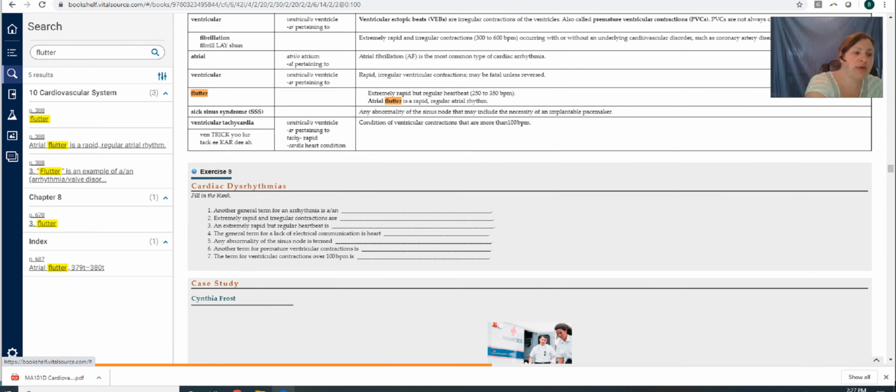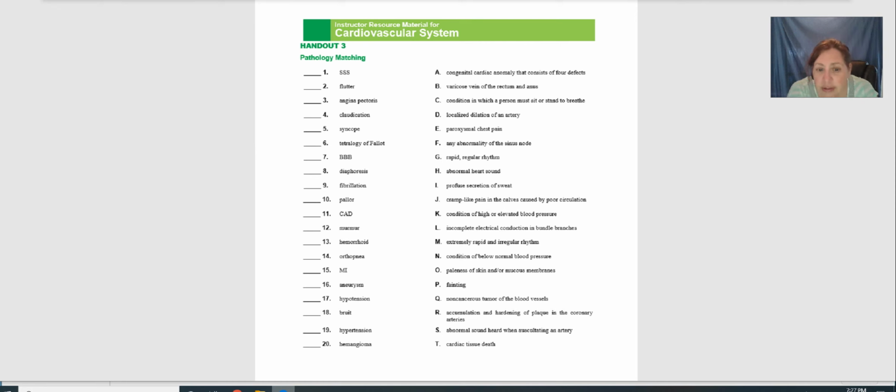And I found 3 matches here in Chapter 10. I know it's going to be one of those. Let me click on that first one. And it says a flutter, extremely rapid but regular heartbeat. So now I go back to my page. Extremely rapid but regular heartbeat.